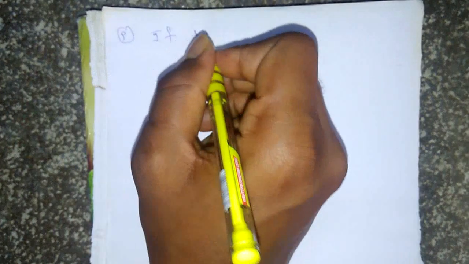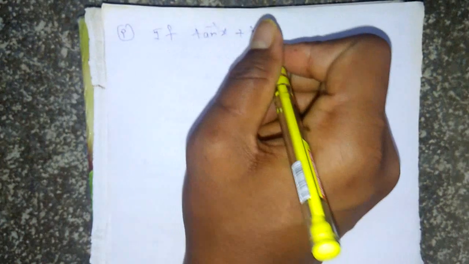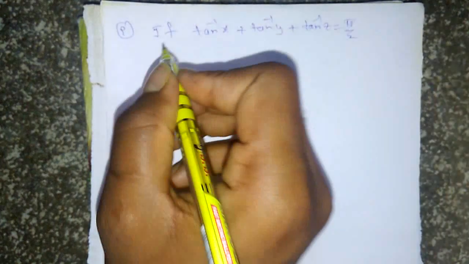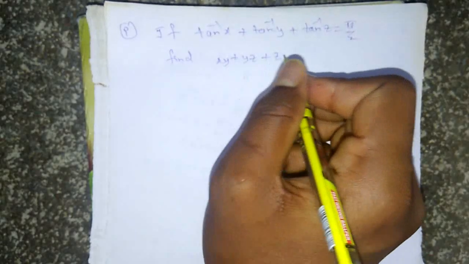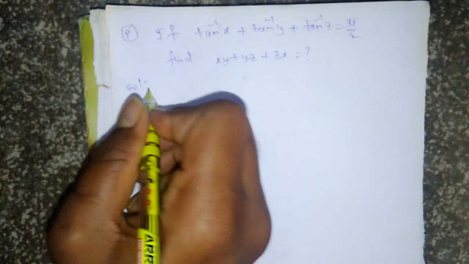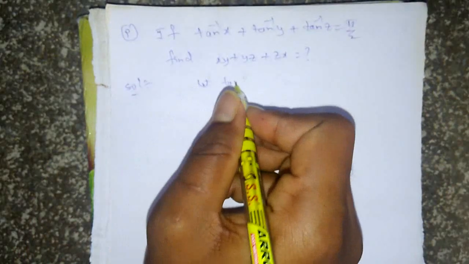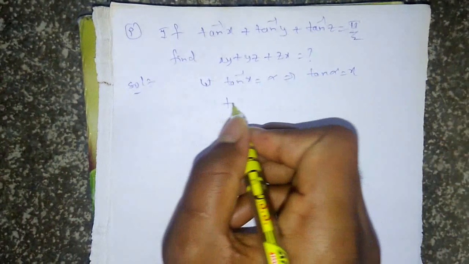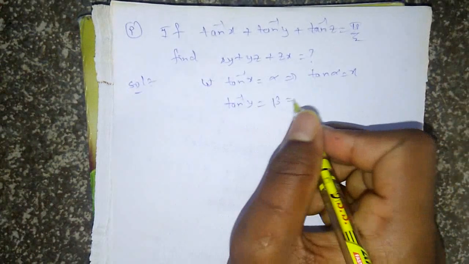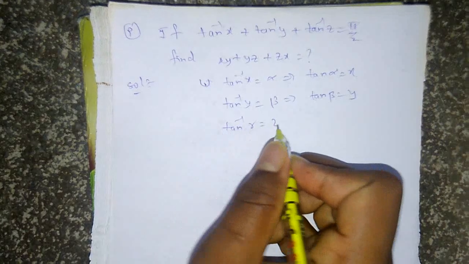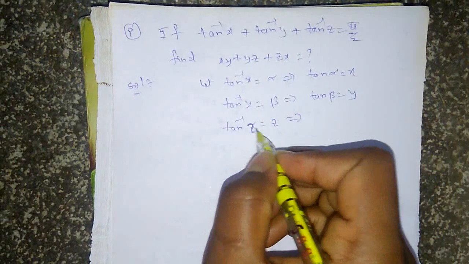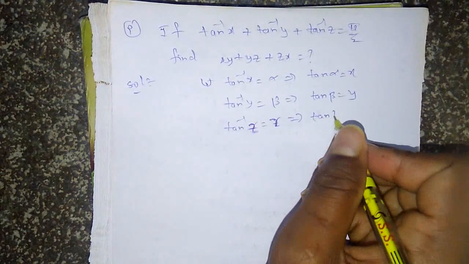Our next problem is, if tan inverse of x plus tan inverse of y plus tan inverse of z is equal to pi by 2, then find the value of xy plus yz plus zx. So let us take tan inverse of x is equal to alpha, implies tan alpha is equal to x. Tan inverse y is equal to beta, implies tan beta is equal to y. Tan inverse z is equal to gamma, implies tan gamma is equal to z.